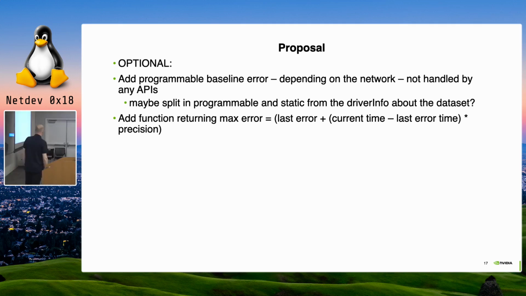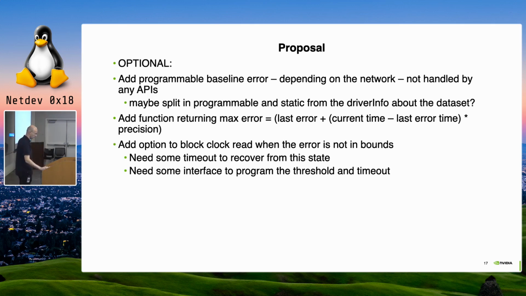Another one is a function that will return the window of uncertainty, because we can calculate the maximum error as the last error plus the delta of the system time times the precision, as a measure of the maximum error that's accumulated over the period of time since the last time you got the correction. And the blocking read, like I said, you may want to block the read of the clock whenever we cross a certain pre-programmed threshold. And obviously maybe some fast counters, something like that.